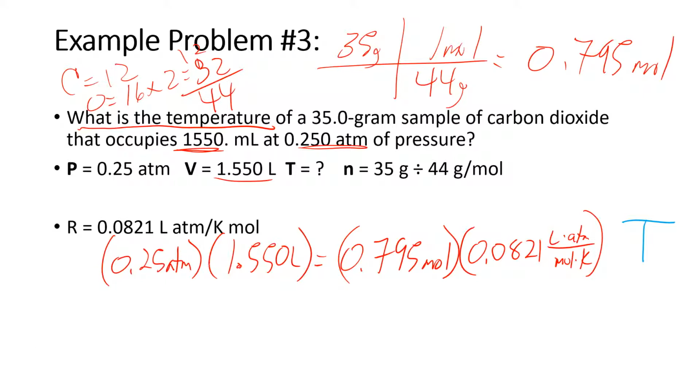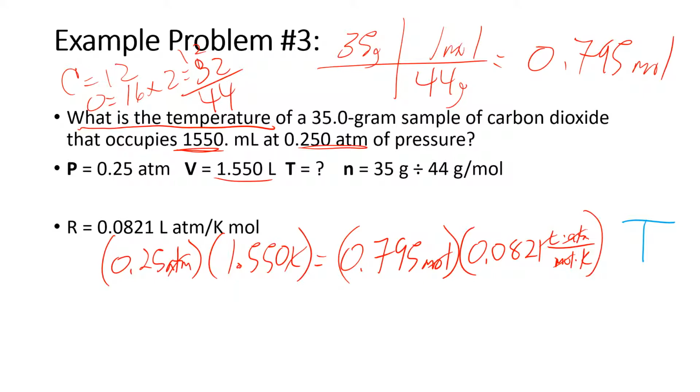All right. So notice here how things start canceling. There's atmospheres here. There's atmospheres on top here. So those units would cancel. There's liters here. There's liters on top there. So those will cancel. There's moles here. There's moles on the bottom there. Since they're on the same side of the equal sign, they're going to cancel. And the K is what's going to be left. So we're looking for that temperature. And that will be in Kelvin.